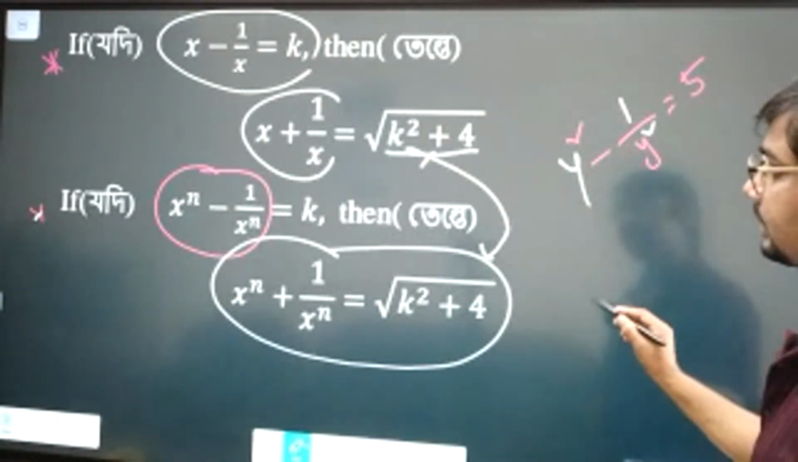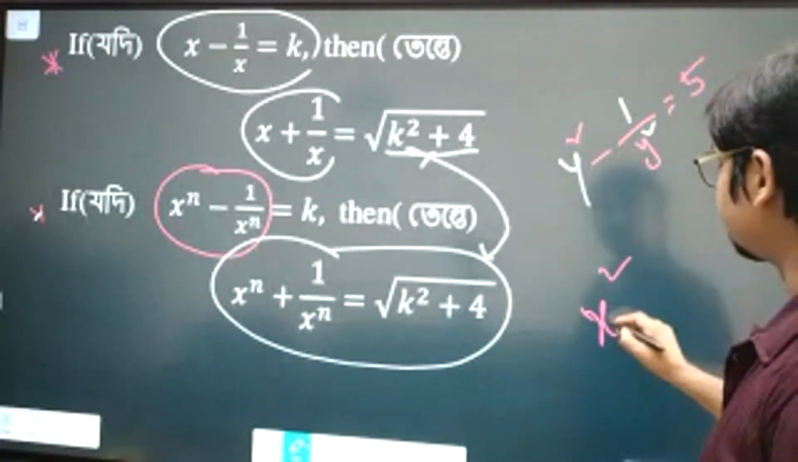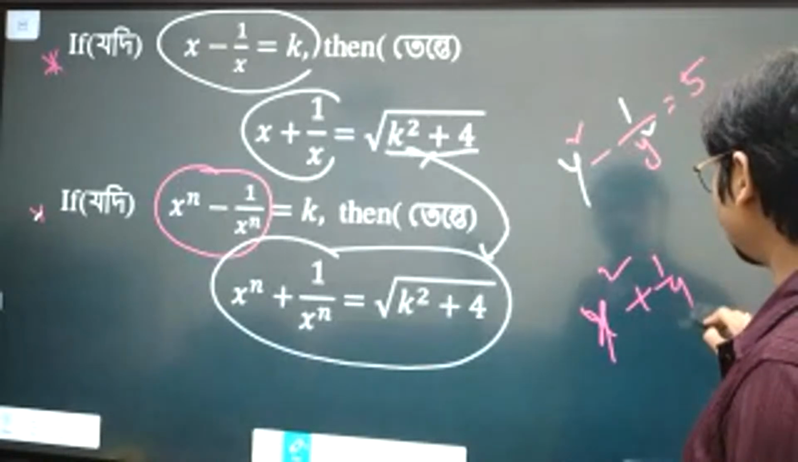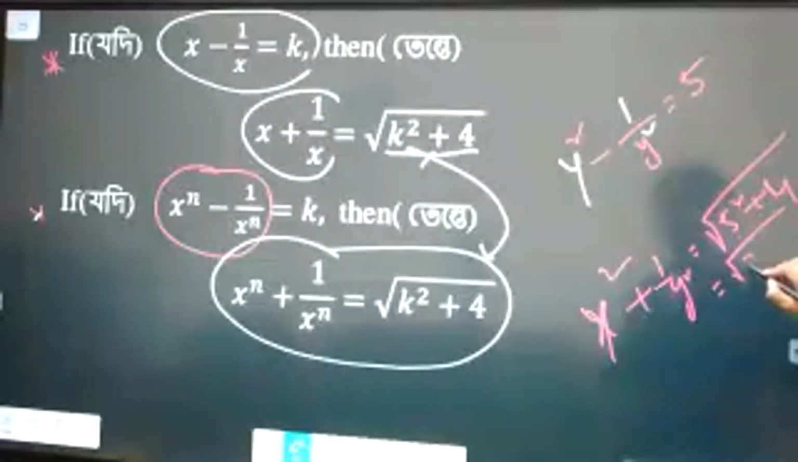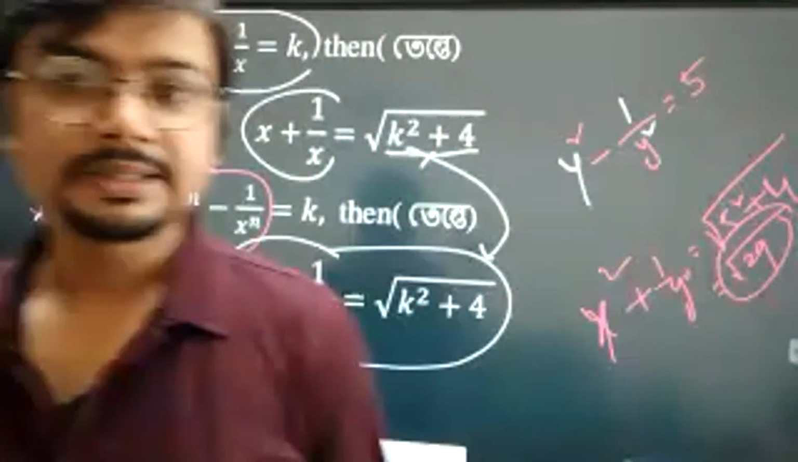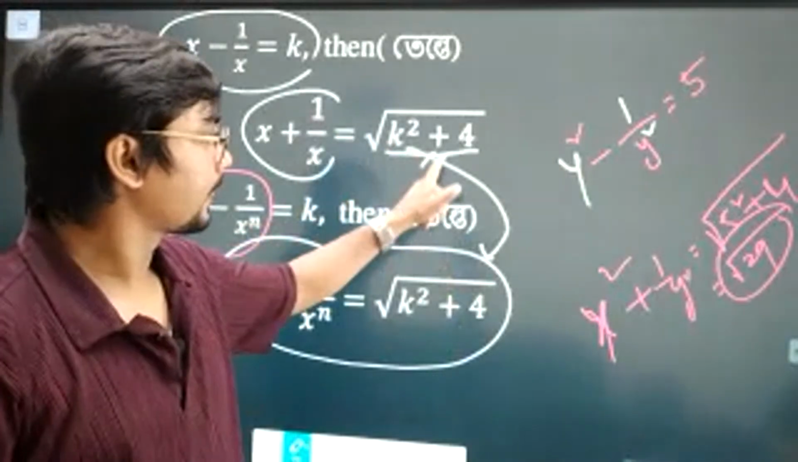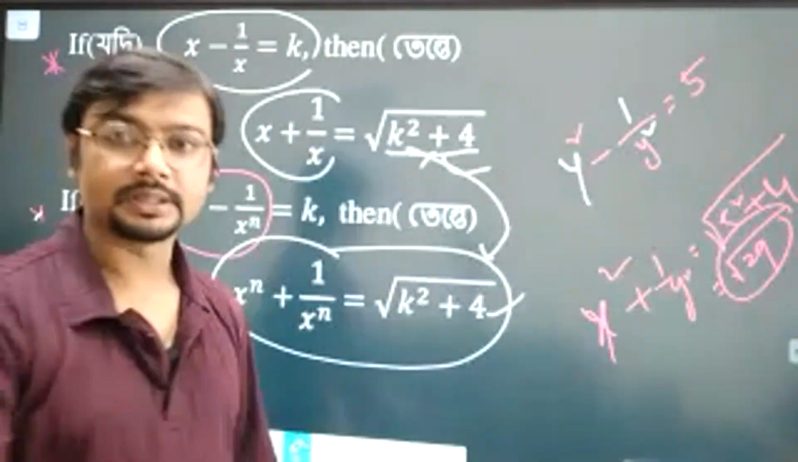Okay, then what will be the value of x squared plus 1 upon y squared? This will be root over 5 squared plus 4, that means root 29. So this way we can easily find it, right? So you must remember this formula. These 4-5 formulas are most important. I think all of you can remember.